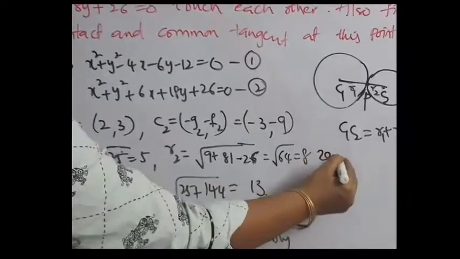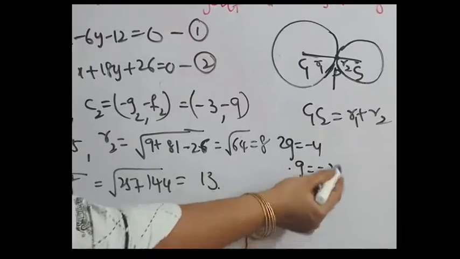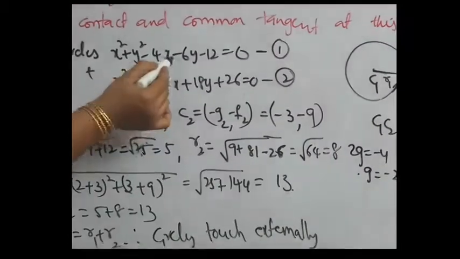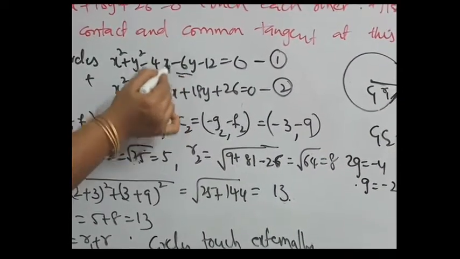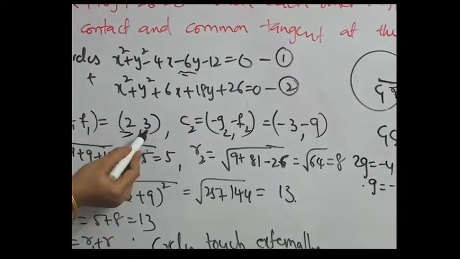2g is minus 4, so what is g? Minus 2. But we want minus g, that is plus 2. Like this, 2f means minus 6, so f is minus 3. Minus of minus means plus 3.